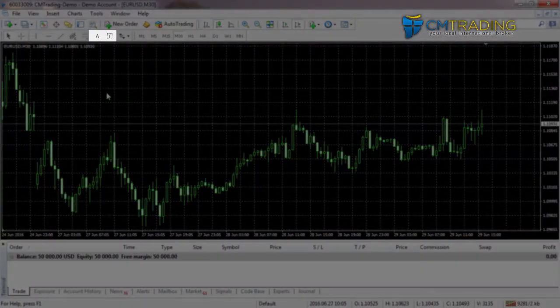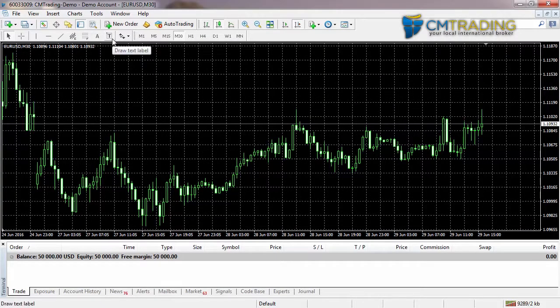The next options we have here are how we can label our charts. We have regular text and we have a text label. Now the difference between them is this. Drawing text will remain in a relative position on the chart, meaning when we slide the chart around or when the chart updates, the text will move with it. So we use this to make a note.